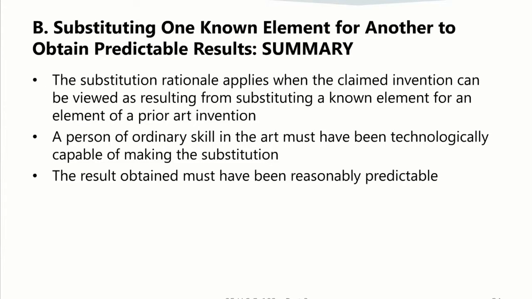Next, we turn to rationale B, simple substitution of one known element for another to obtain predictable results. In order to apply this rationale, a skilled artisan must have been capable of making the substitution, and the result must have been reasonably predictable.